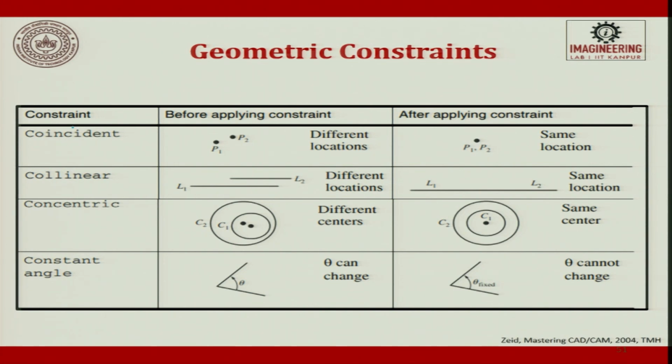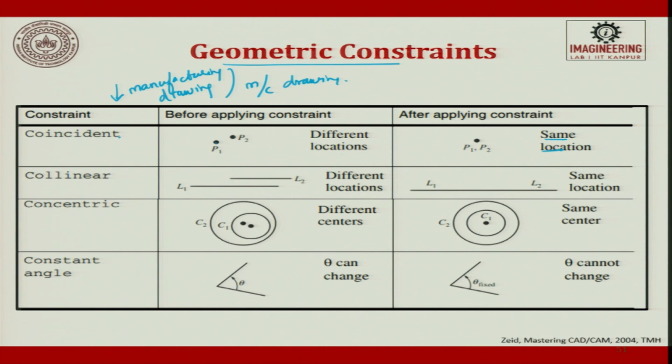The geometric constraints which we generally use are coincident, collinear, concentric and constant angle. These are some things which we follow very importantly when we try to develop a manufacturing drawing, so that we can tell in terms of references, or I can write it as machine drawing. Here, before applying constraints you define two locations, then after applying constraints you put both at the same location. Before applying constraints it will be like this, and after applying constraints it is this.